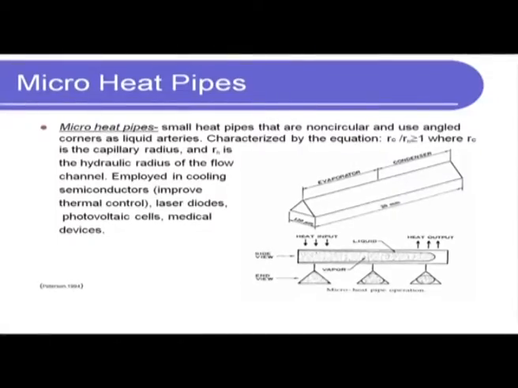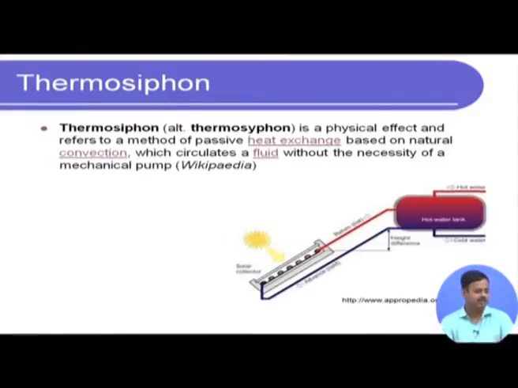Micro heat pipes are where you do not have a wick. It is a wickless structure where it has sharp corners and bends and sometimes narrow grooves, and those themselves provide the capillary action, because the capillary radius and the hydraulic radius of the flow channel are comparable. Okay. So, this is used especially in many small electronic applications, not so much for waste heat recovery. And finally, we should also know something called thermosiphon.